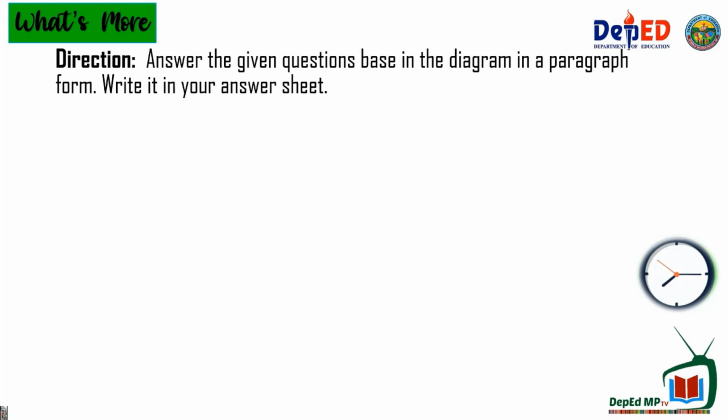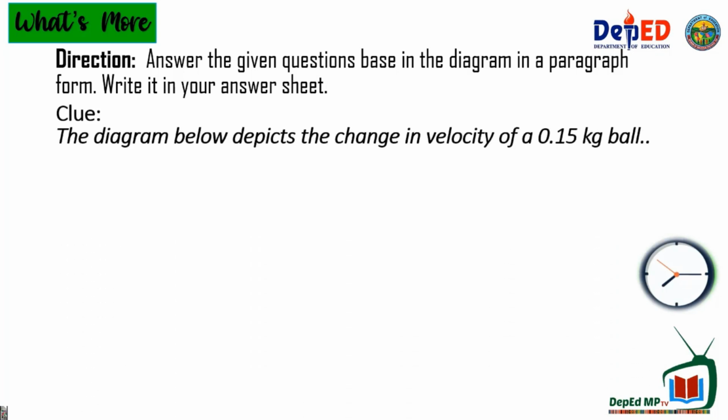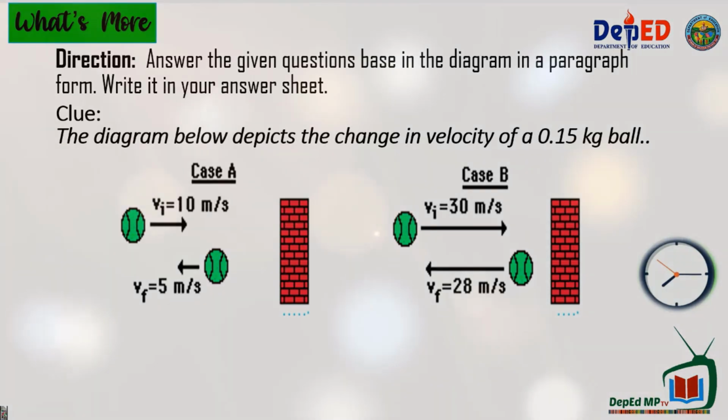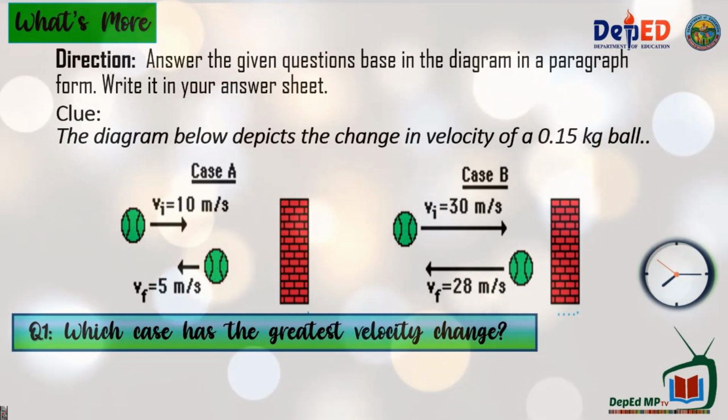Let's do this. Direction. Answer the given questions based on the diagram in a paragraph form. Write it in your answer sheet. Clue. The diagram below depicts the change in velocity of a 0.15 kilogram ball. You may pause this video to complete your answers.